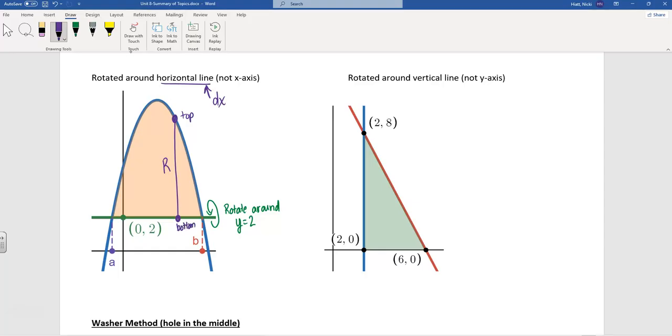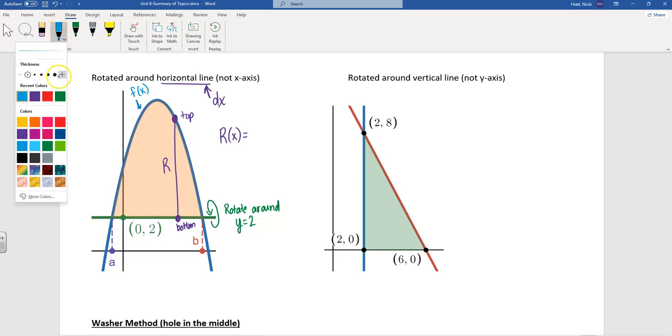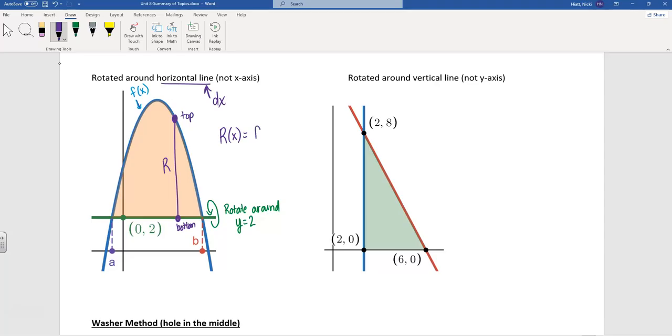So for this problem, capital R of x is going to equal, well, let's first name these functions. Let's call this one right here f of x. And we actually don't need to name the bottom one because it's already named. It's y equals 2. So top, we're hitting the blue line, which is called f of x. What do we subtract for the bottom? What do we hit at the bottom? 2. And since we don't have a hole in this graph, that's all we need.